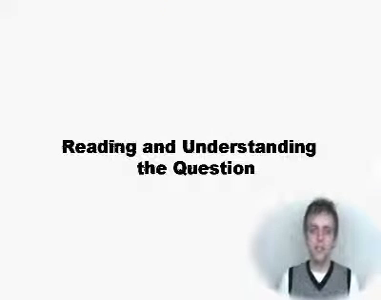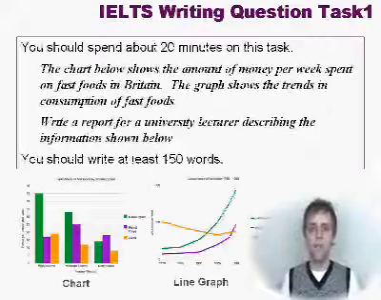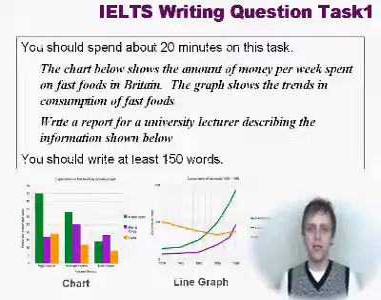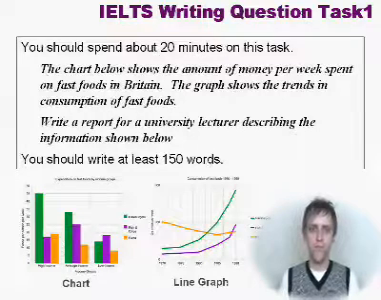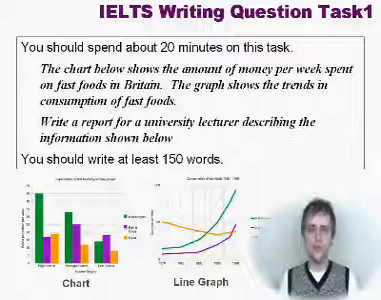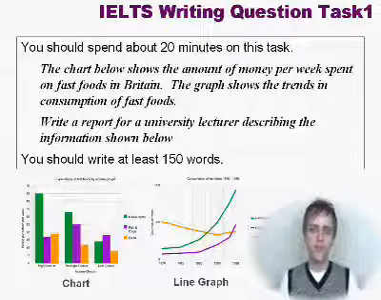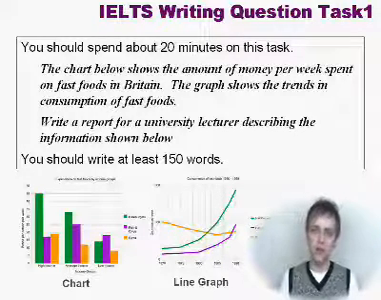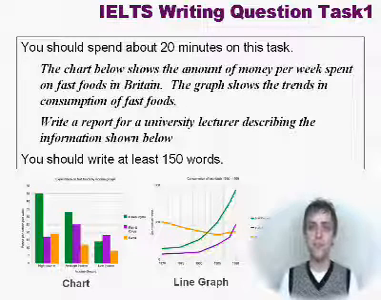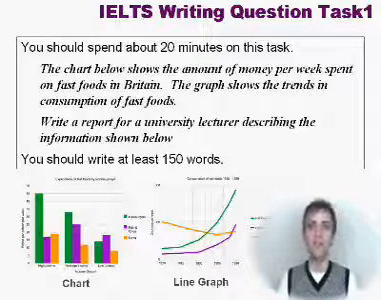So, reading and understanding the question. Let's take a look at an IELTS question. In this question, you have two sentences describing two different graphs. The first sentence is for the first graph, and the second sentence, surprise, surprise, is for the second graph.